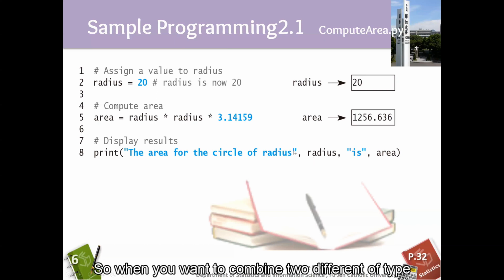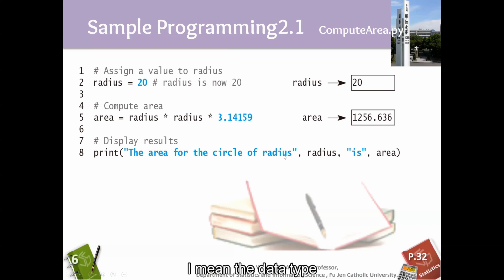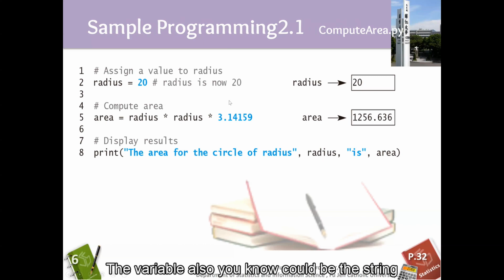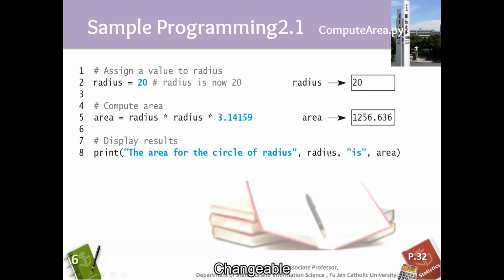So when you want to combine two different data types, this is a string, this is a variable. The variable could be a value, the variable could be a number, the variable also could be a string. So we don't know, but we want it variable, changeable. So we use the comma to connect two different data types. And the next part becomes a string again because it's fixed.